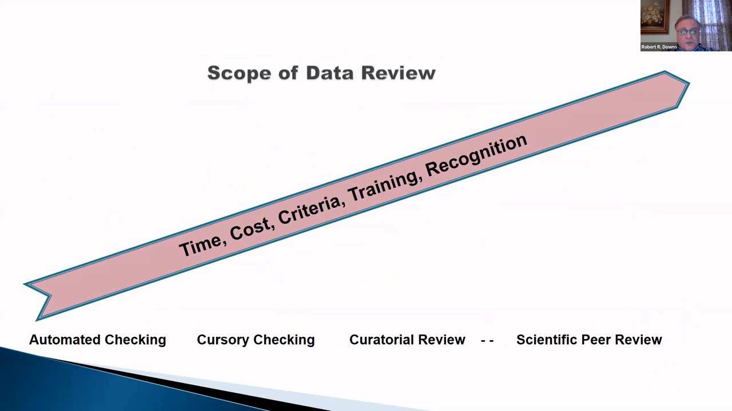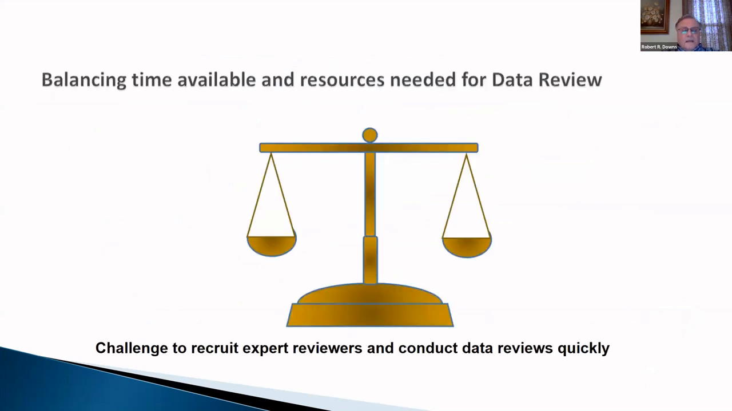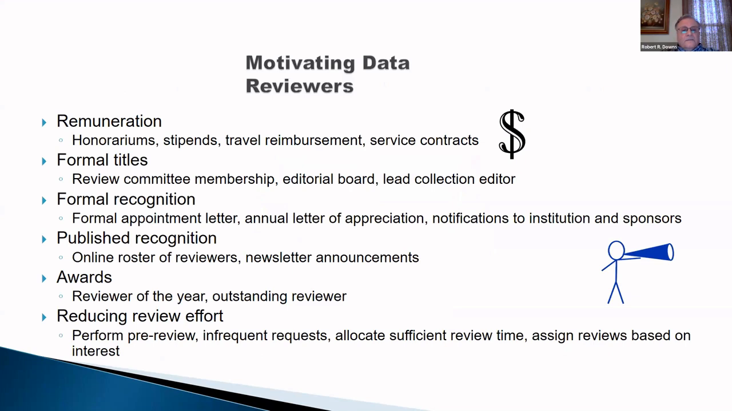And as we look at the overall scope of data review, as we go more towards the scientific peer review, which is with the external or independent reviewers, our time, cost, the criteria involved, the training required, and the recognition all has to increase. So that's something to keep in mind. And then we need to balance some of these in terms of the time and the resources needed. And in doing that balance, we still have this challenge of being able to recruit the expert reviewers and then to conduct those data reviews quickly so that we can get the data out as soon as possible.